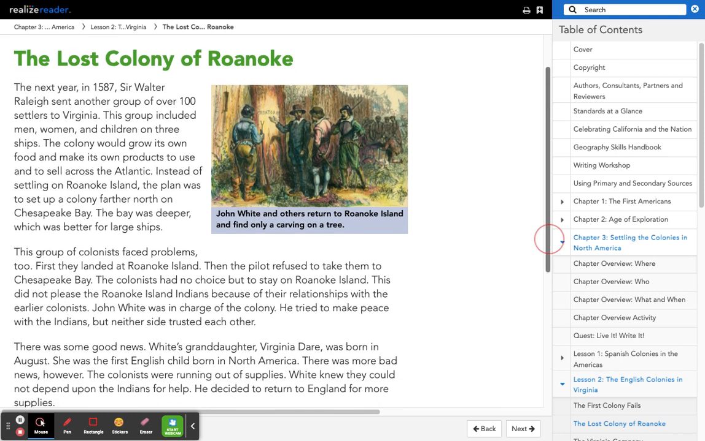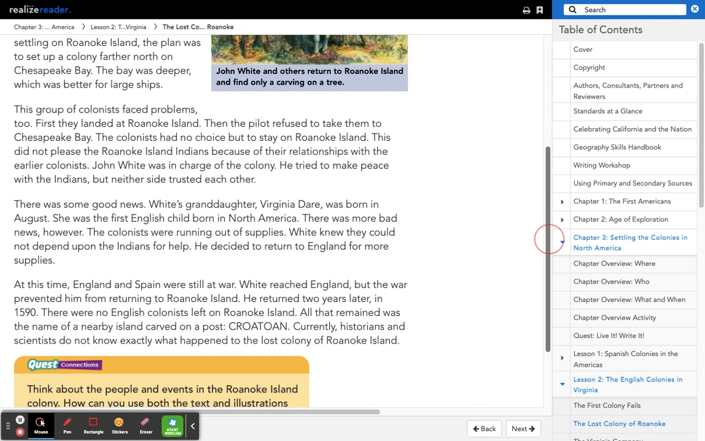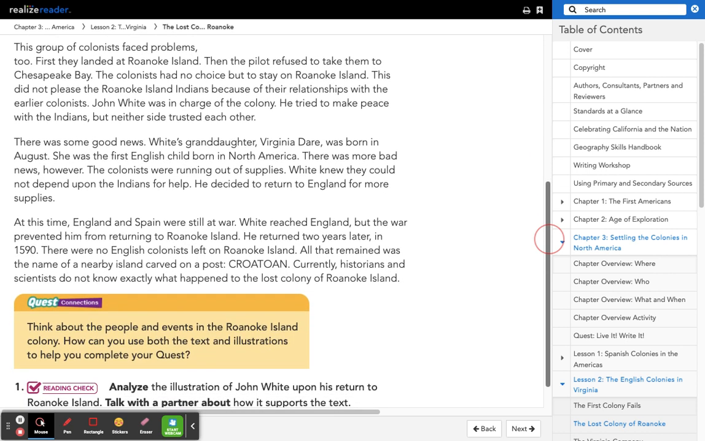This group of colonists faced problems, too. First, they landed at Roanoke Island, then the pilot refused to take them to Chesapeake Bay. The colonists had no choice but to stay on Roanoke Island. This did not please the Roanoke Island Indians because of their relationships with the earlier colonists. John White was in charge of the colony. He tried to make peace with the Indians, but neither side trusted each other.